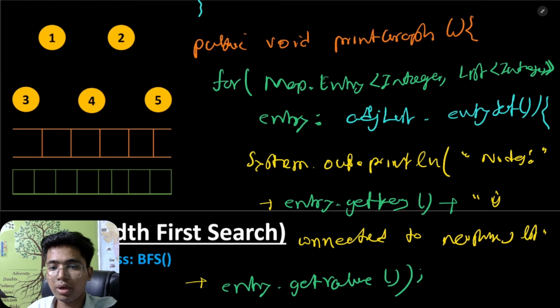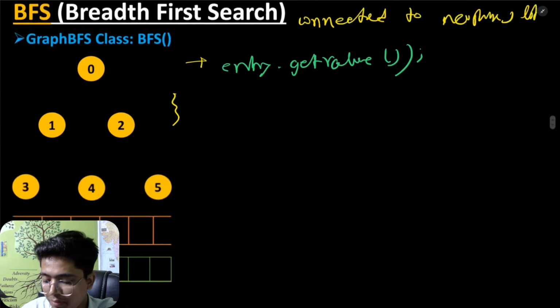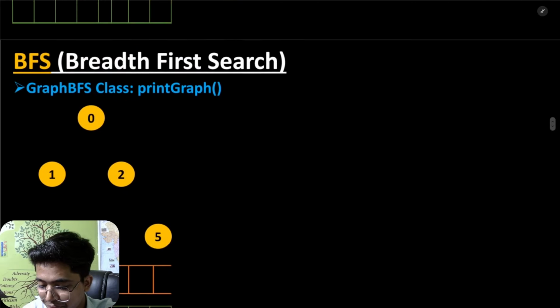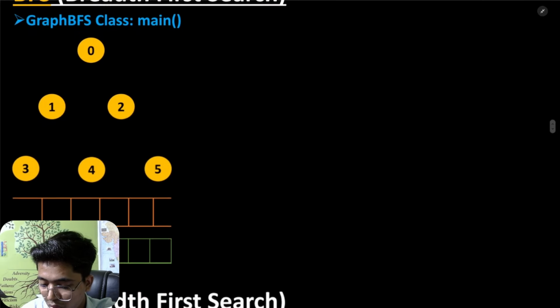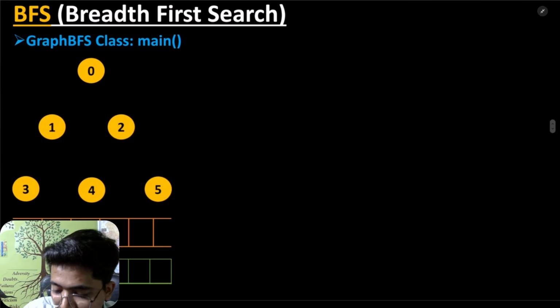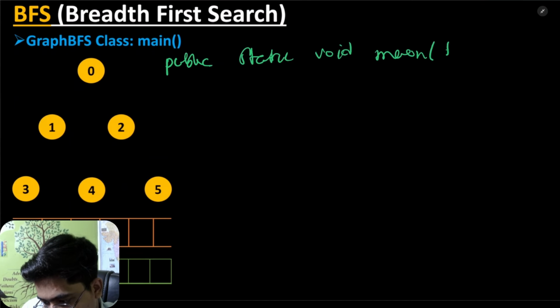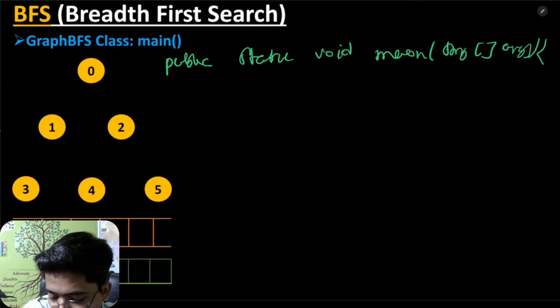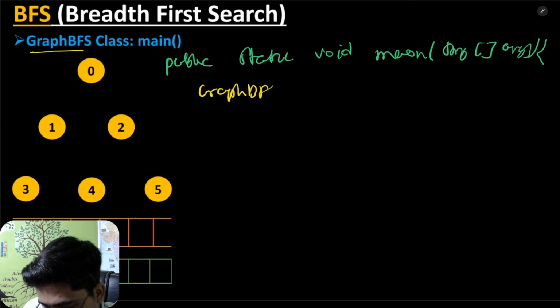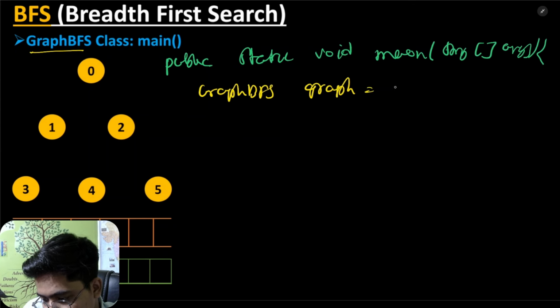We'll be observing this in VS Code, and after that we'll be running the main function. So now we'll write public static void main, String args. First we need to create an object of the class GraphBFS. So GraphBFS graph equals new GraphBFS.